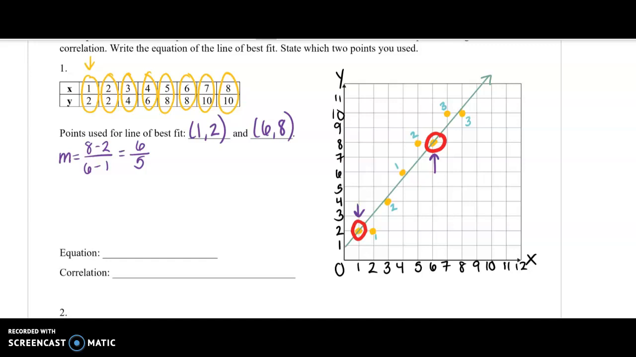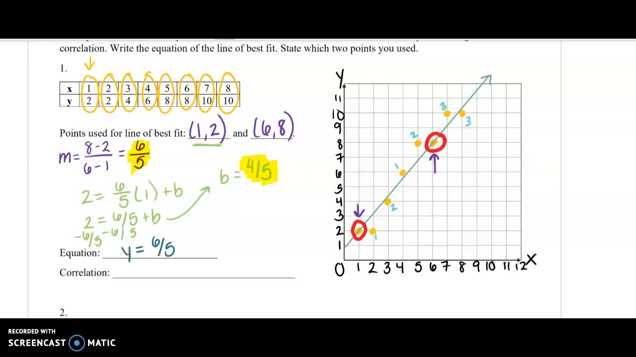Okay. From there, I'm going to use one of my ordered pairs, and I'm going to use my slope in order to figure out what my y-intercept is. So I will use (1, 2). So I have my slope is 6/5, my b is 4/5, so then the equation of my line is y is equal to 6/5 x plus 4/5.